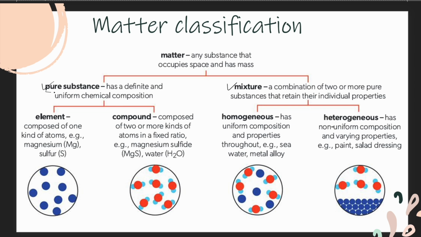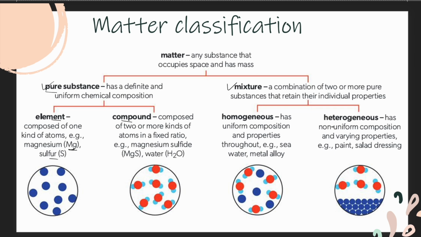And pure substances are divided into two: element and compound. Right, an element cannot be decomposed into simpler substances by chemical means. You can't decompose magnesium into something simpler than the element magnesium, or sulfur, or any element that you find on the periodic table. You can't separate them. You can't decompose them into simpler substances.